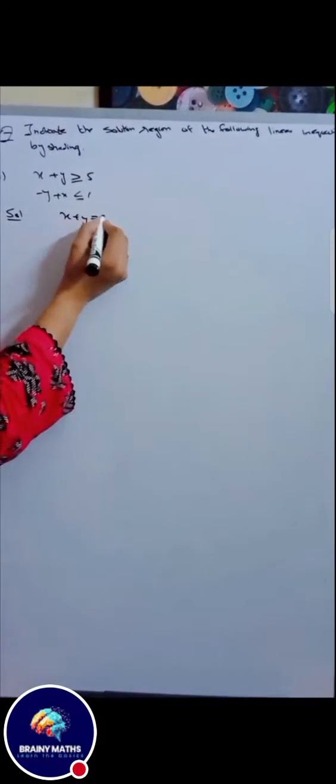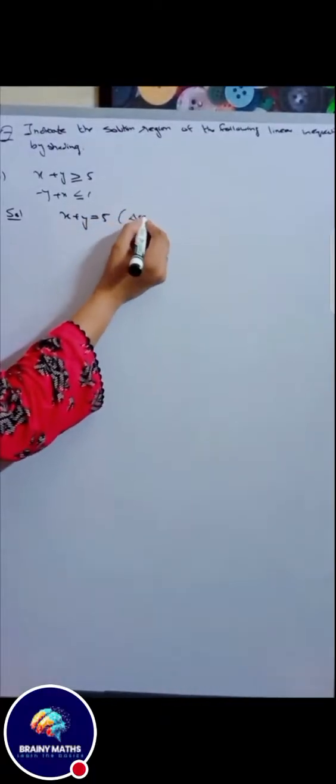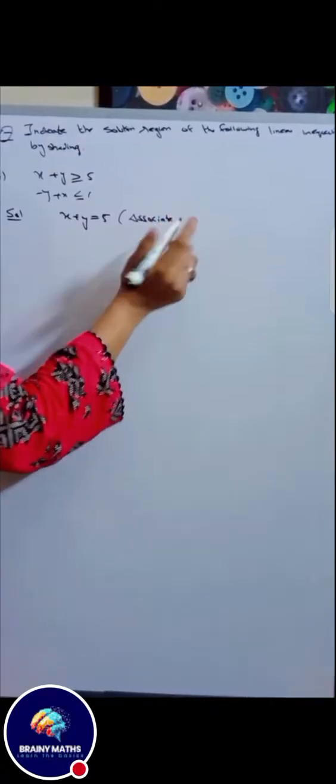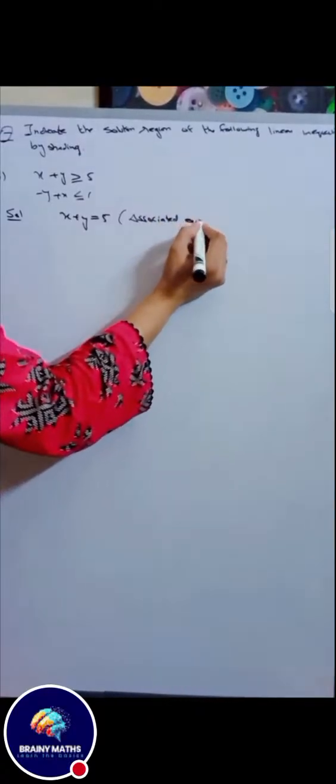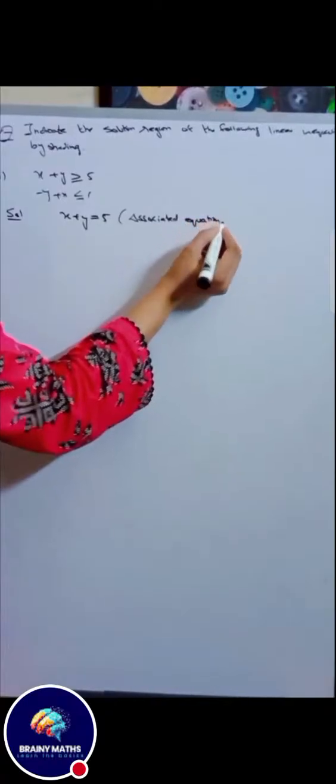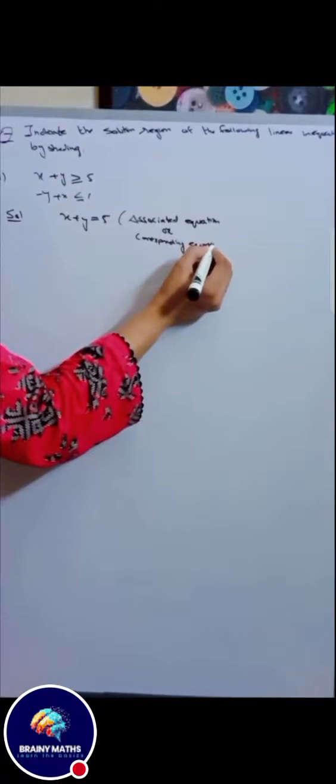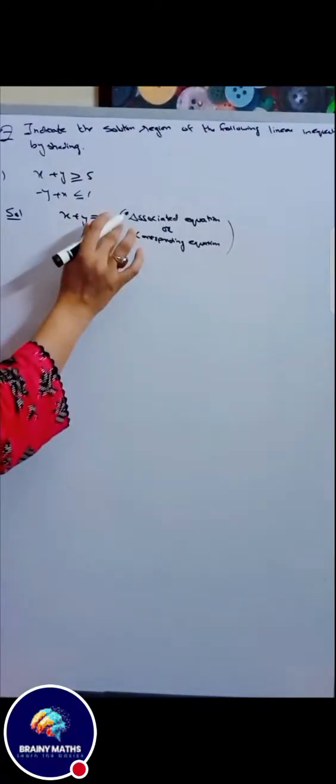X plus y equals 5. What is it? The associated equation, and you can also call it the corresponding equation. Why am I telling you two names? Because most students like to call it the associated equation, and some say corresponding equation. I want to make it clear that both names are right: associated equation or corresponding equation.